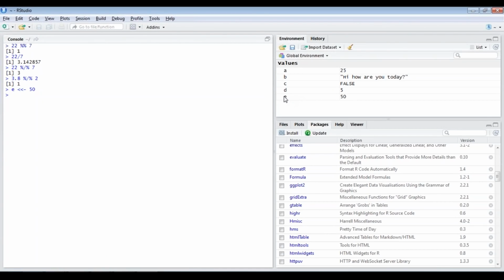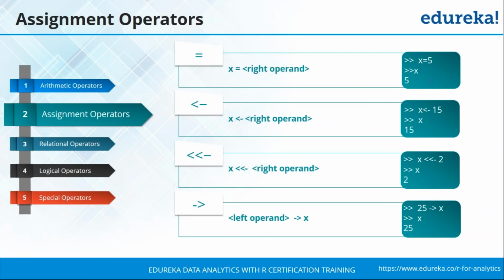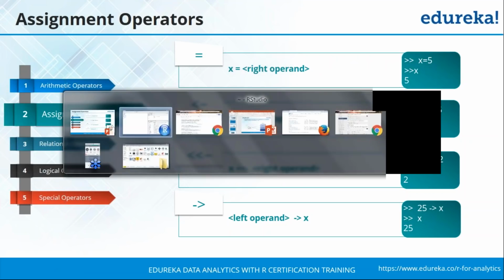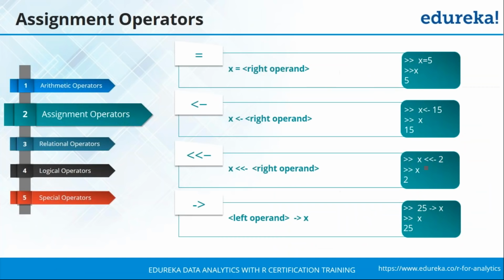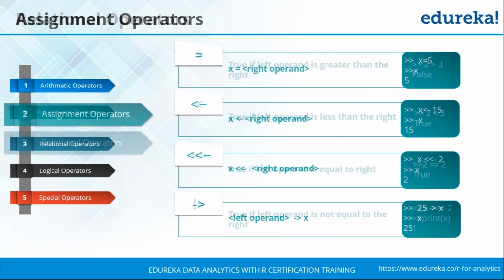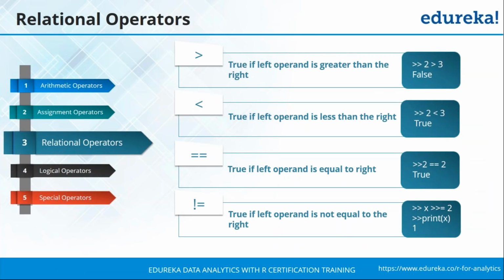Again, same result, a new value has been entered into my environment. So you can see E is of type numeric, which is taking 48 bytes, and the value is 50 here. Now again, same process can be followed for assignment to the right hand as well. Let's say 100 hyphen greater than to the variable f. So again, f has been added to my variable list with the value of 100. So these are how you work around with assignment operators. The next set of operators are relational operators.